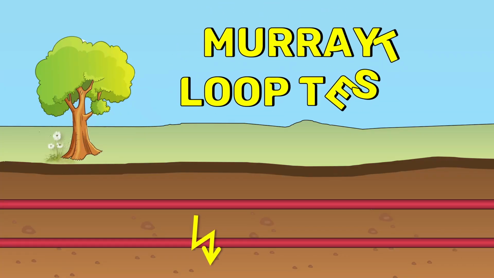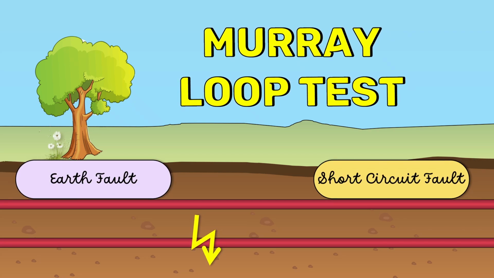There are several methods for locating the fault in underground power cables. In this video, we are just concentrating on the Murray loop test. This is used to locate the earth fault and short circuit fault. It uses the principle of the Wheatstone Bridge. So, before explaining the Murray loop test, let me just go through the Wheatstone Bridge.